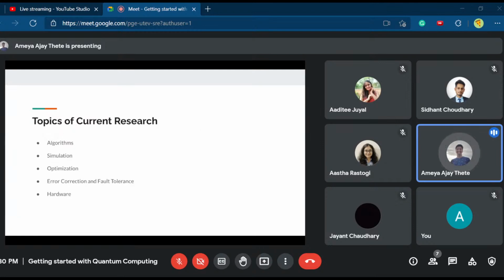Cool. Now I hope you have a basic idea of what quantum computing really entails. I'd like to spend some time talking about what topics are under current research. This is clearly not an exhaustive list, but these are the most common things you'll find if you do a simple Google search on quantum computing research areas.